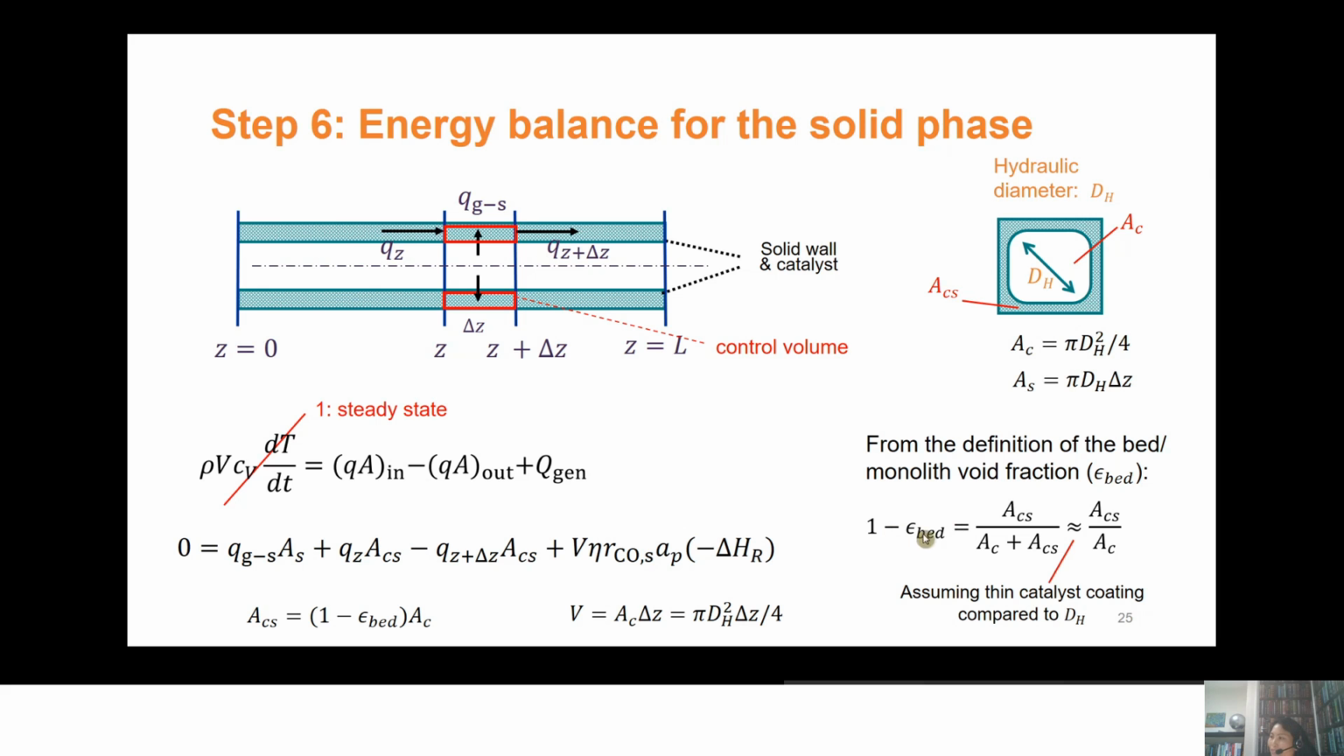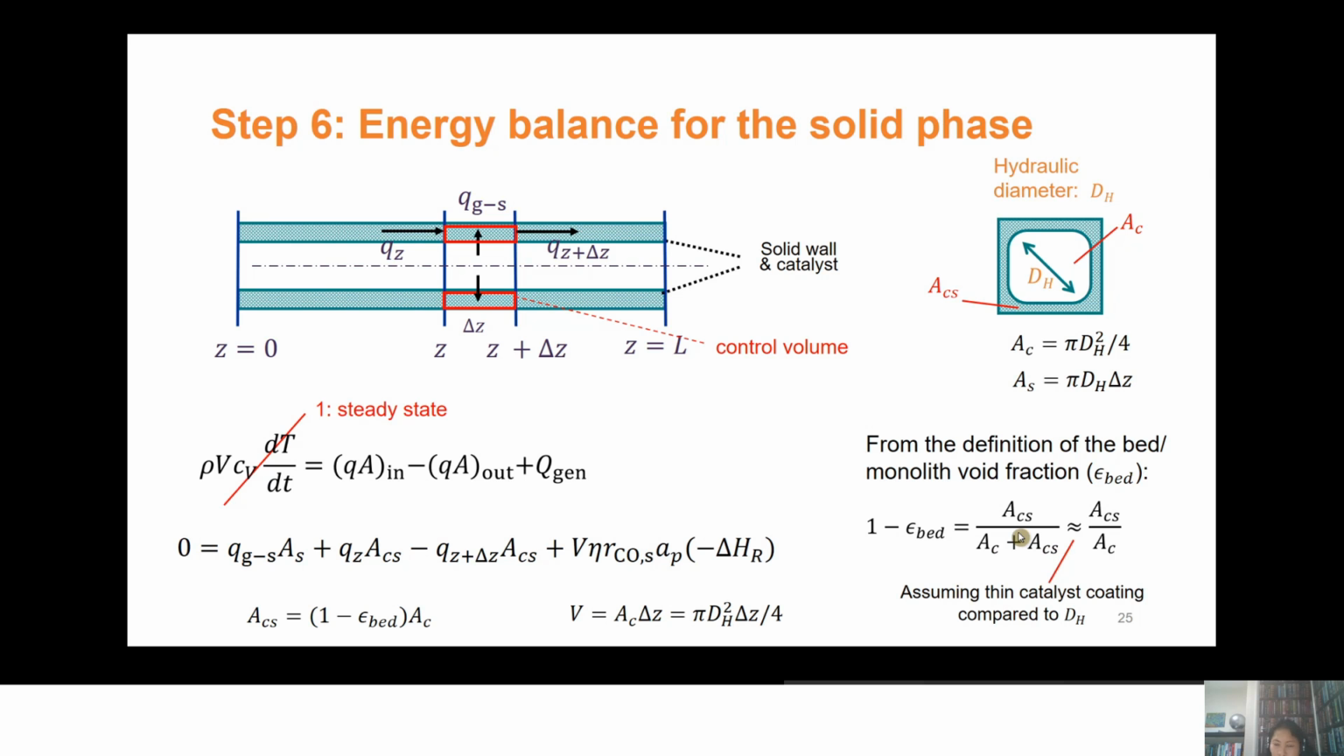Okay, so 1 minus the bed voidage. That's the fraction of the solid part in the bed, yeah? Solid part of the bed. This is 1 minus the void in the bed. This is equal to the fraction of the total area of the solid, ACS, divided by AC plus ACS, divided by the area of the gas phase plus the area of the solid phase, okay?